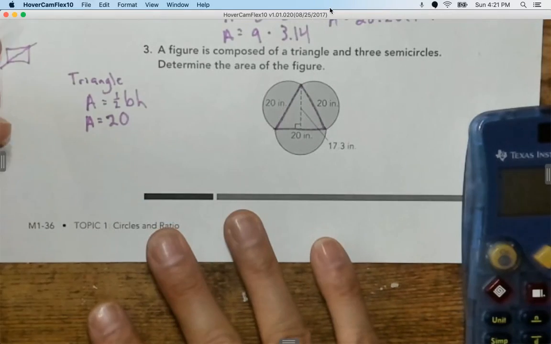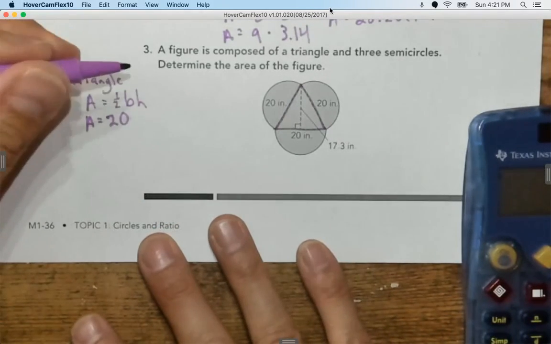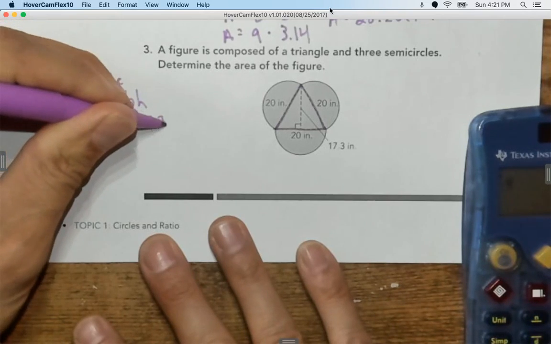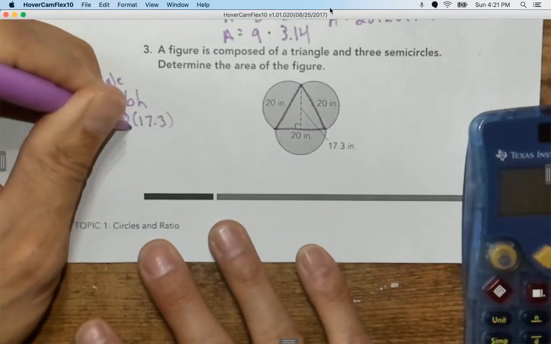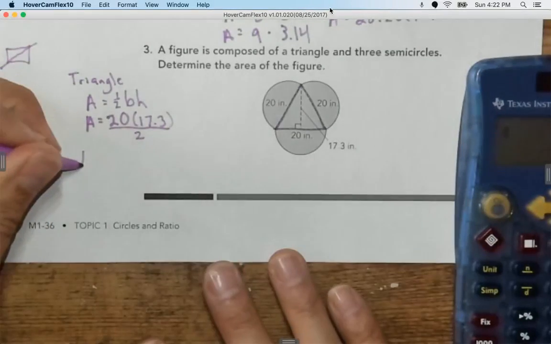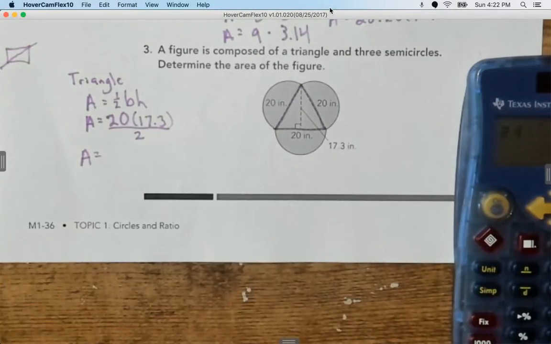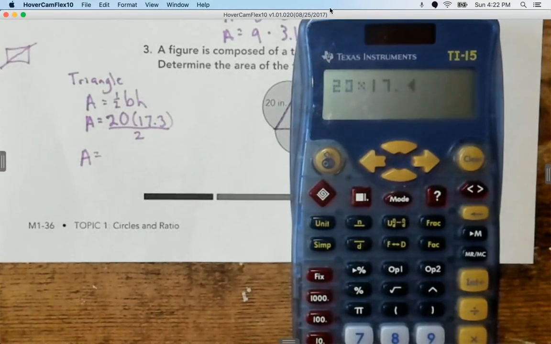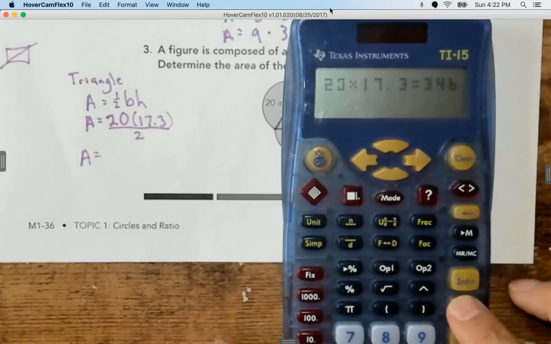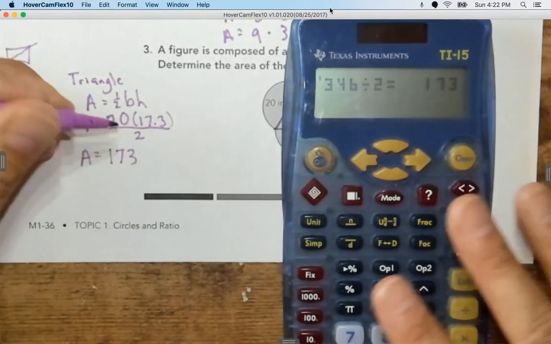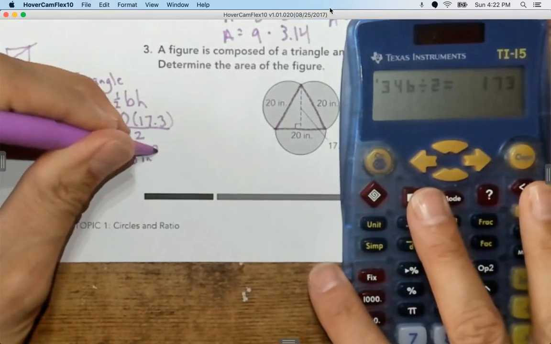All right, then for this triangle, it would be 20 times 17.3 times 1/2, and that's the same as dividing by 2. So 20 times 17.3 divided by 2 gives me 173 inches squared.